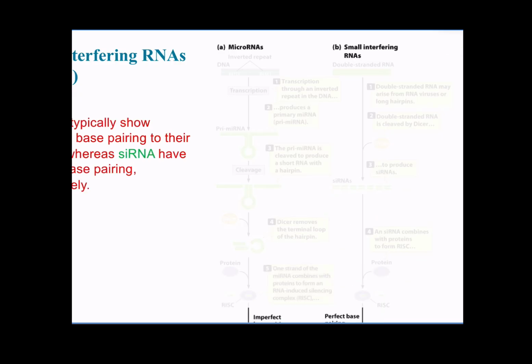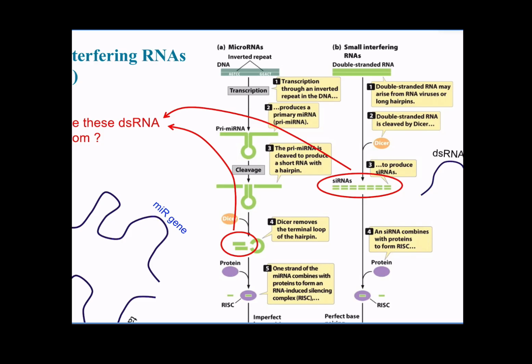All right. So I had a slide kind of priming the question here. miRNAs typically show imperfect base pairing, whereas siRNAs have perfect base pairing. Why? In a way, we discussed all of this because of where they come from. So miRNAs come from genes in DNA that evolve separately from all of their target genes.